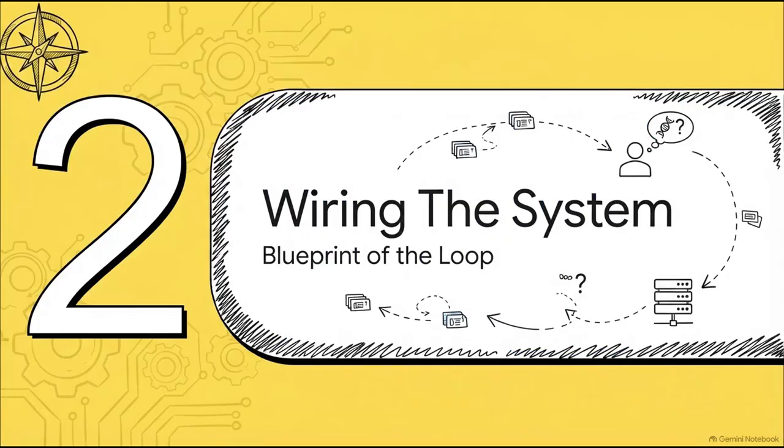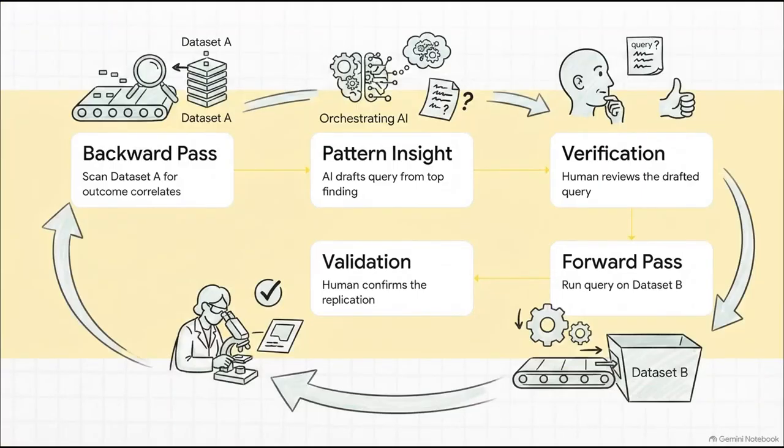Which brings us to part two, wiring the system together, the blueprint of the loop. So what actually happens when we wire these two conveyor belts together? The core innovation here is honestly remarkably elegant. We take the highest ranked output of that backward pipeline, the absolute top finding, and we feed it directly into the input slot of the forward pipeline. And then we just put the whole thing on repeat.